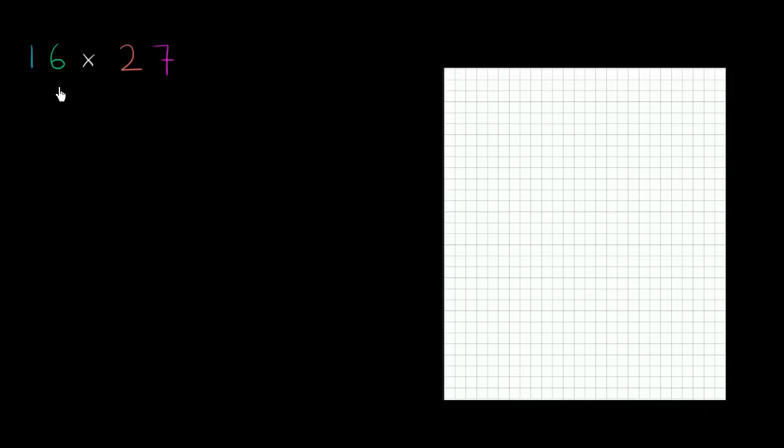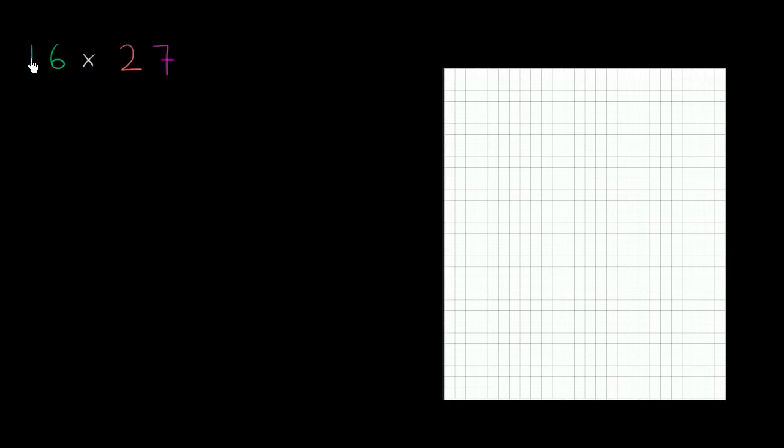So I'm going to multiply 16 times 27, and I'm going to do it using something called an area model. And the whole point of an area model is to really understand what's going on in the multiplication process. So 16 you can represent literally as 10 plus 6.